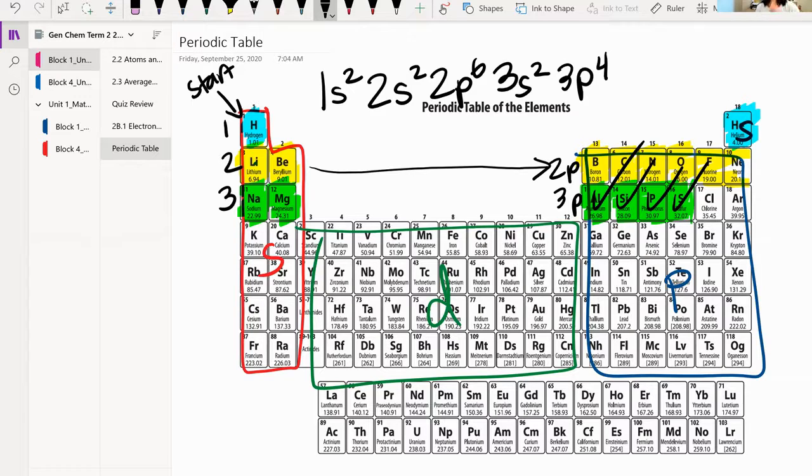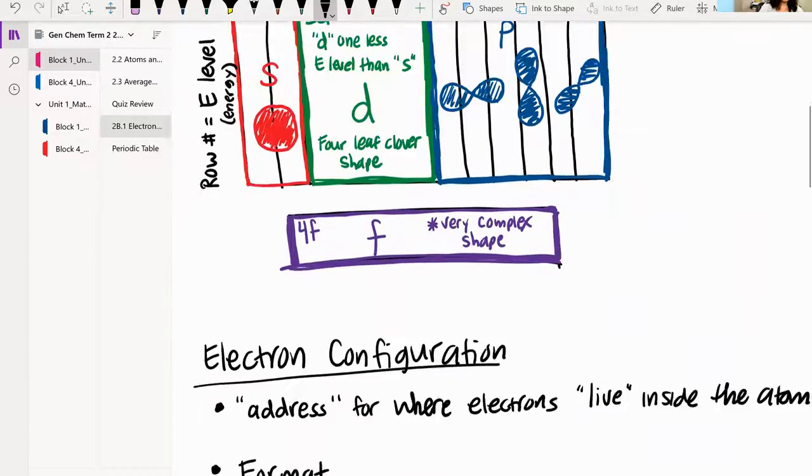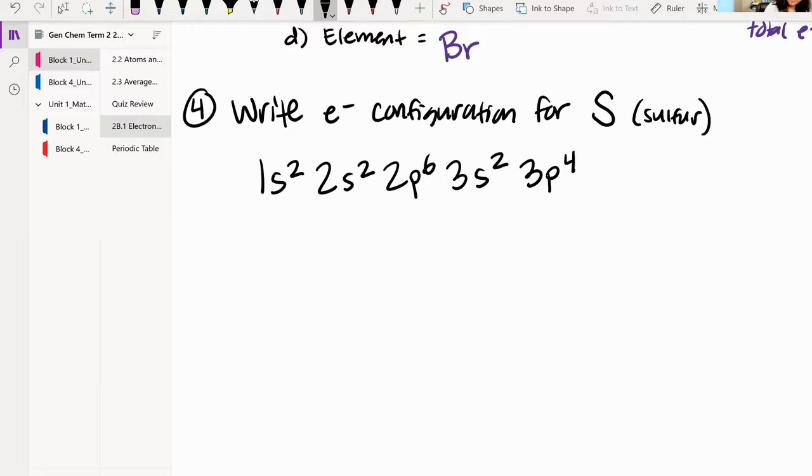1s2, 2s2, 2p6, 3s2, 3p4. I'm telling you how many electrons are in each sublevel inside of a sulfur atom. Okay, so that's what we're going to write down. And to our notes, for the answer, we're going to write the answer is 1s2, 2s2, 2p6, 3s2, 3p4.